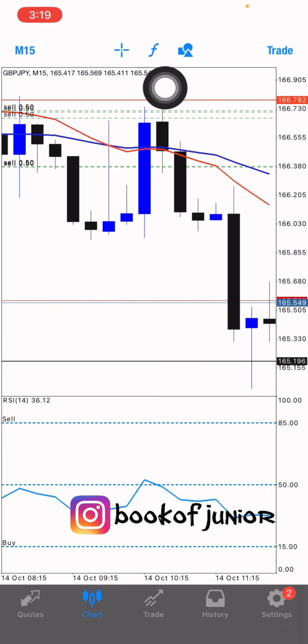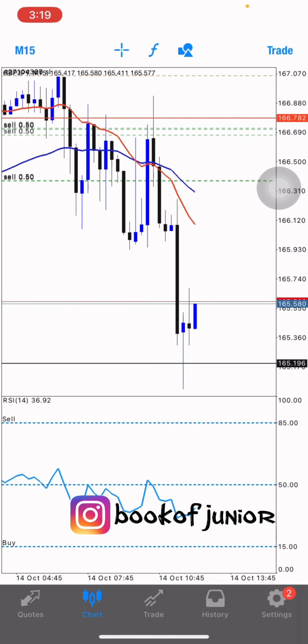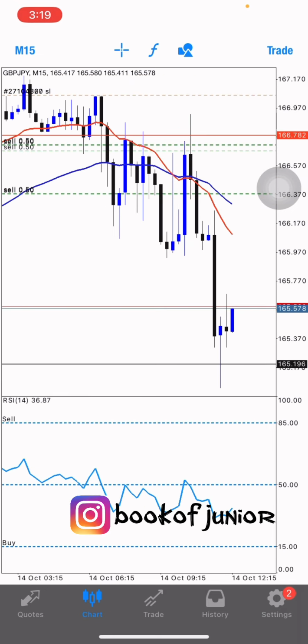Market comes back again, you see. So this is all manipulation, guys. If you're someone who is impatient with the market, if you don't have patience, you are taken out. But again, this was just a double retest, guys. Look at this. This was just a double retest, you see.